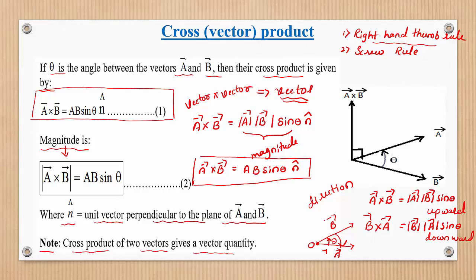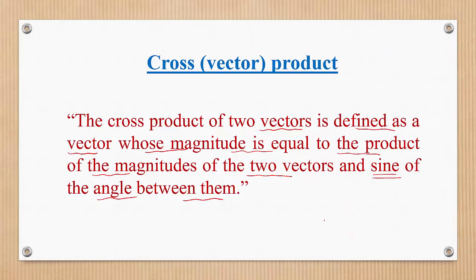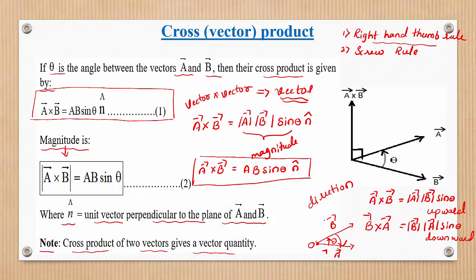Either you can use the screw rule or the right hand thumb rule to get the direction, and the direction is always perpendicular to these two vectors, denoted by the unit vector n cap. Is it clear? So what is the cross product? The cross product of two vectors is a vector whose magnitude is equal to the product of the magnitudes of the two vectors and the sine of the angle between them. It is given by the expression vector A cross vector B equal to AB sine theta into n cap. AB sine theta gives the magnitude, n cap gives the direction.